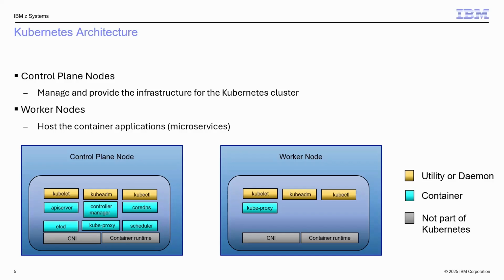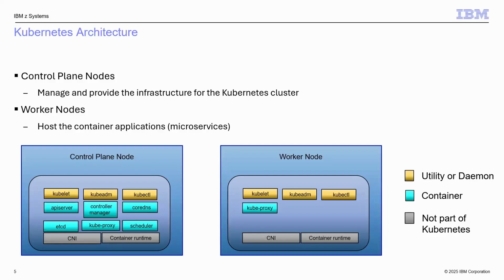From an architecture perspective, Kubernetes has control plane nodes and worker nodes. The control plane node is what's actually providing the infrastructure for the Kubernetes cluster, and the worker node is what's running your actual application traffic. That's what's running your microservices. You can think of the control plane as your brain and the worker node as your body.